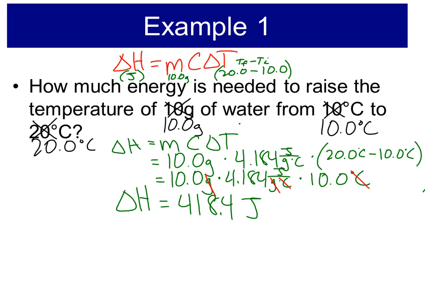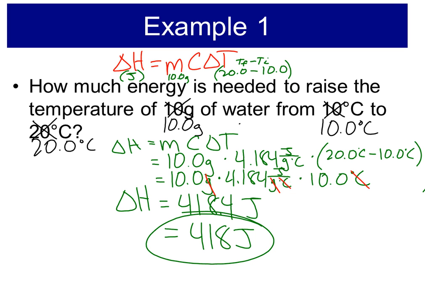Is that my correct answer? No. Why? Because my answer right now has 4 sig figs, but my answer needs to have 3 because that 10.0 only has 3 sig figs. And obviously the product of numbers with 3 sig figs versus 4 sig figs, my final answer needs to be in 3. So 418 joules is my final answer. Okay? So what does that mean? That means it takes 418 joules of energy to raise 10 grams of water 10 degrees Celsius.